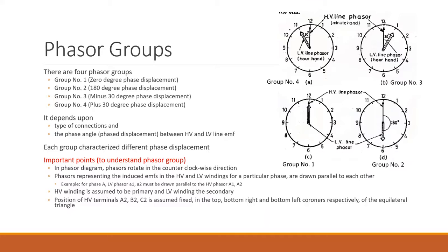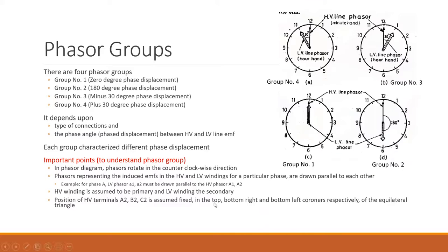The next one is that the position of HV terminals A2, B2, C2 is assumed fixed. Keep this thing in mind when we are going to discuss group number 1. We are going to utilize these points. These you could say are the rules or facts. So the position of HV terminals A2, B2, C2 is assumed fixed. And how will it be assumed? We are going to consider one equilateral triangle.